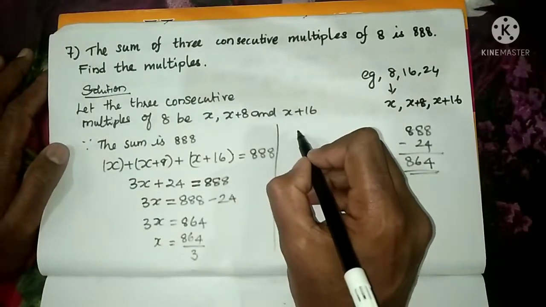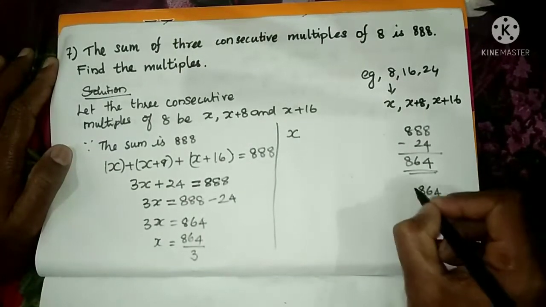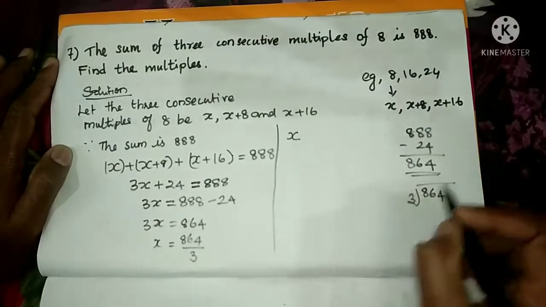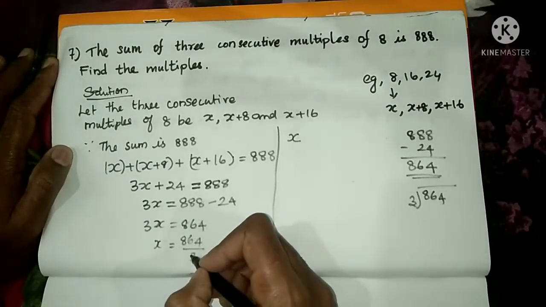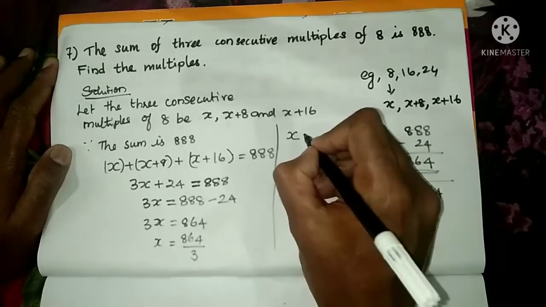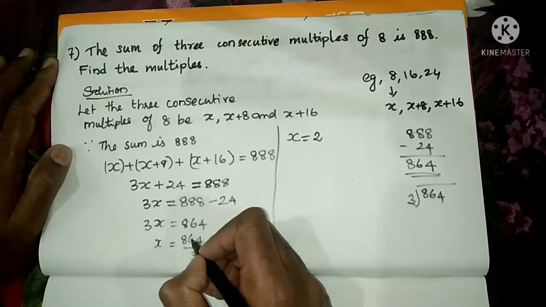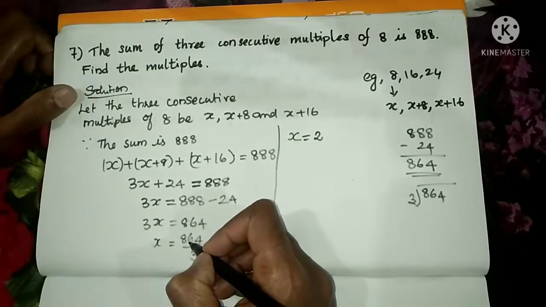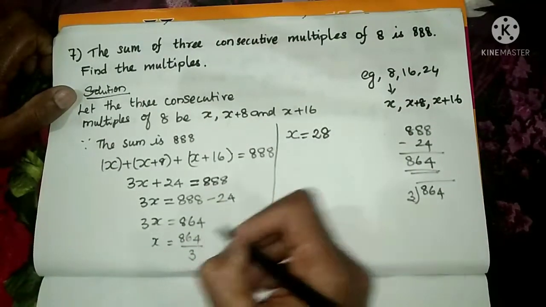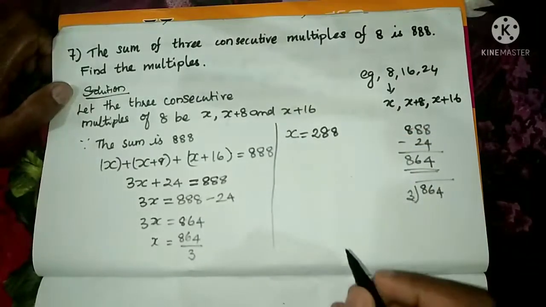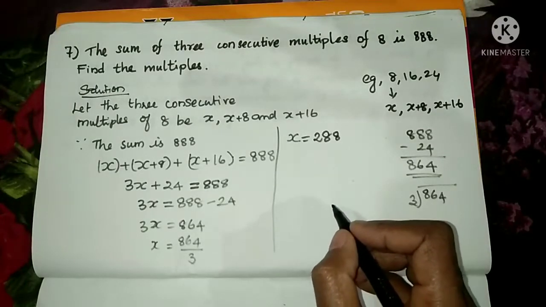Let us divide 864 by 3. Directly we can divide here, or you can try the traditional method. When you divide 8 by 3, we have 2 threes, then remainder 2, so we get 26. 3 eights are 24, then we have 2 here, 24 here, then we have 8. So 288 is one of the numbers.